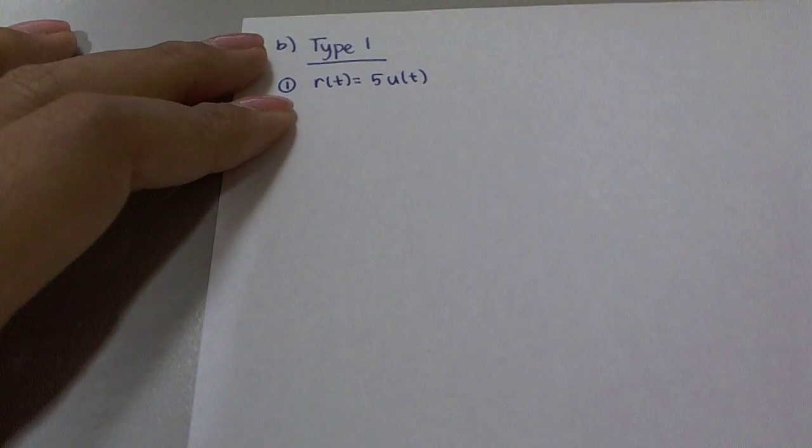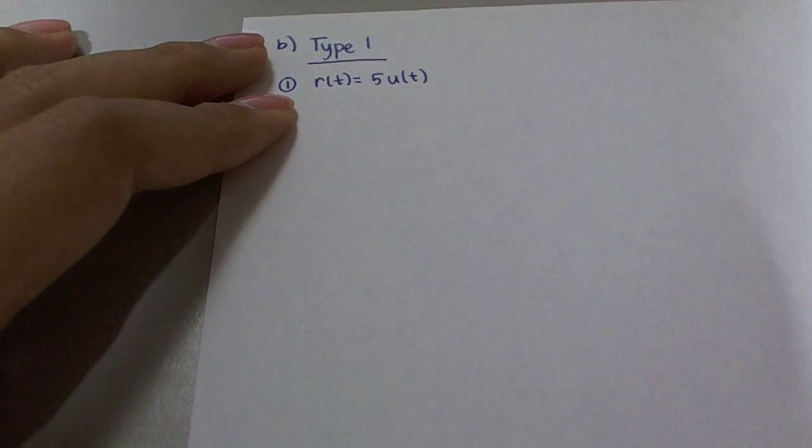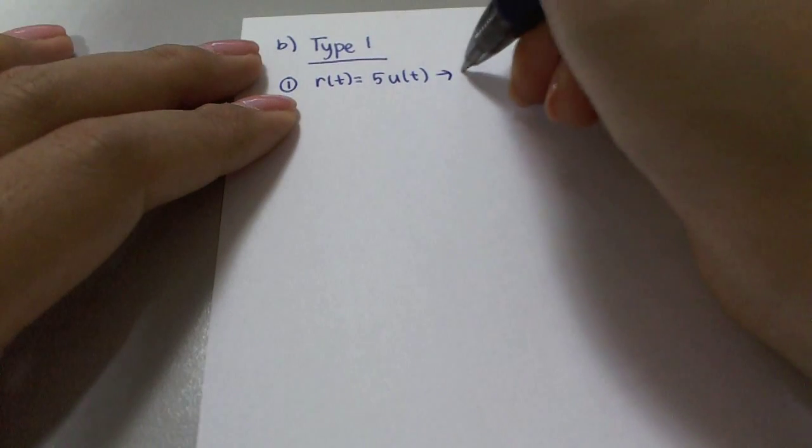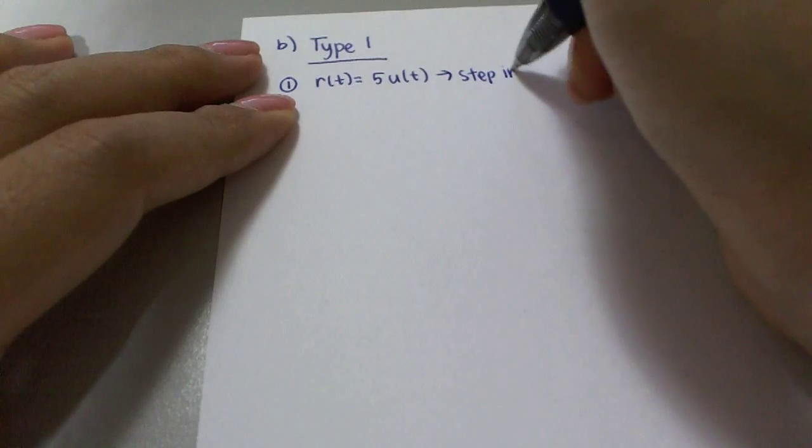So in this part, I'm going to use the express method to solve for the steady state error. And we have a type 1 system. So for the first input, we have R(t) equals 5u(t), and u(t) is actually a step input. So this is a step input.